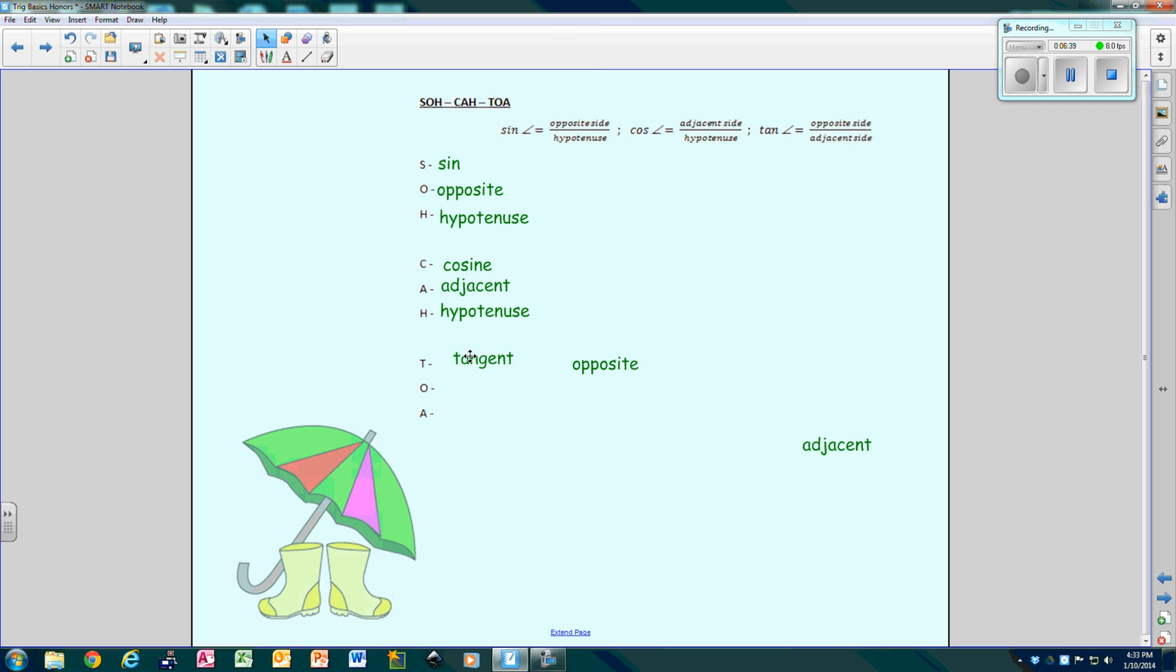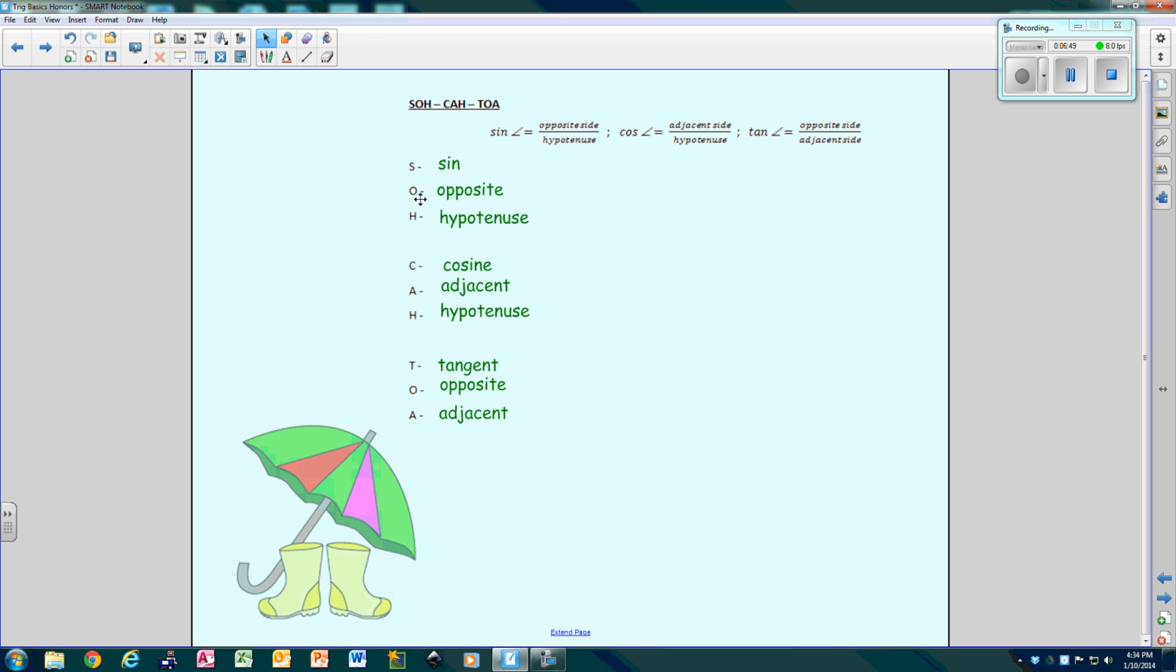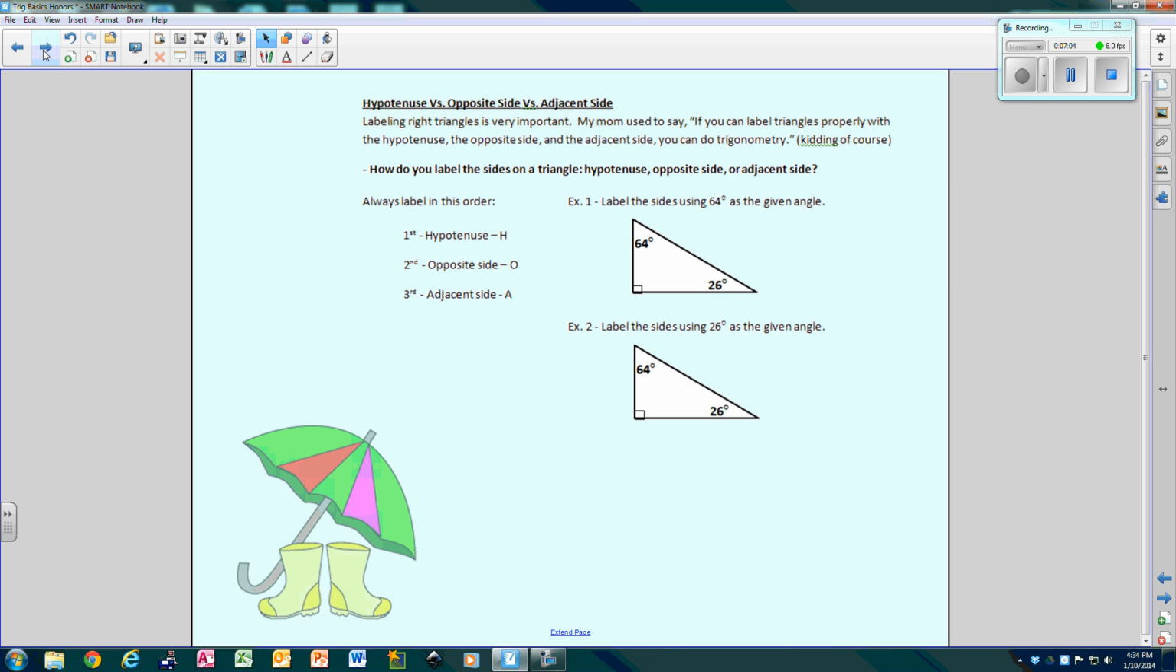Okay, so we've got tangent, opposite, adjacent. So you're going to want to write SOH CAH TOA at the top of your paper so that you just have to glance up and look. Sine, opposite, hypotenuse. Cosine, adjacent, hypotenuse. Tangent, opposite, adjacent. And it tells you the order that they need to be set up. It's a no-fail. All right.